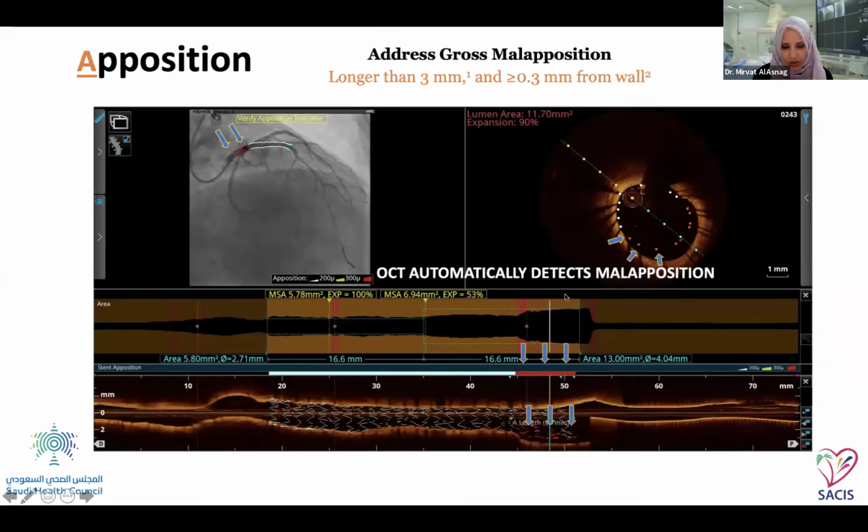Then there's apposition. When you look at apposition, you may see a little bit of malapposition. What is actionable? That's what you always need to ask yourself. A lot of the automated systems now will give you automatic detection of malapposition, with dots like this that show you how much malapposition there is. Generally, gross malapposition is more than 3 millimeters. If you look down here at the longitudinal display and see that it's extending more than 3 millimeters from the wall, you know that that's significant.